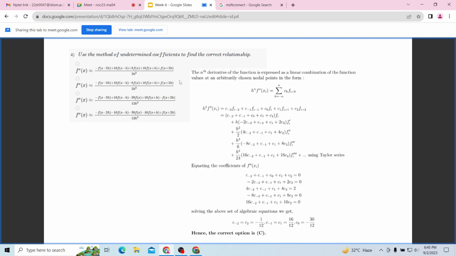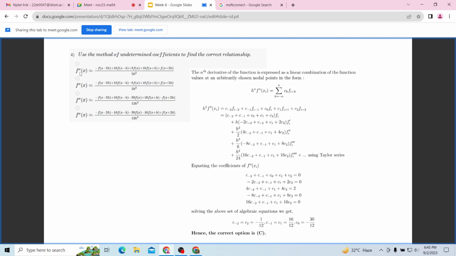So the nth derivative of the function is expressed as the linear combination of the function values at arbitrarily chosen nodal points. So here just choose xi as an arbitrary nodal point. For that, the nth derivative is given by h to the power n into f^(n) at xi equals the summation over k equals minus n to n of ck into f(i+k). Fine. So just substitute here.